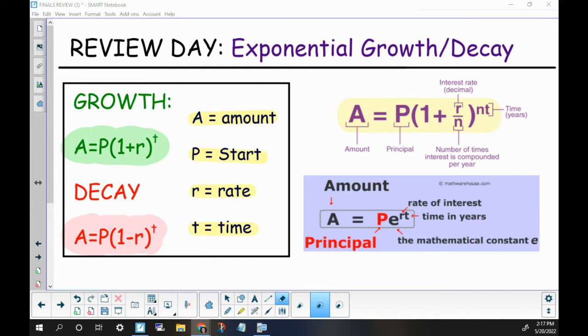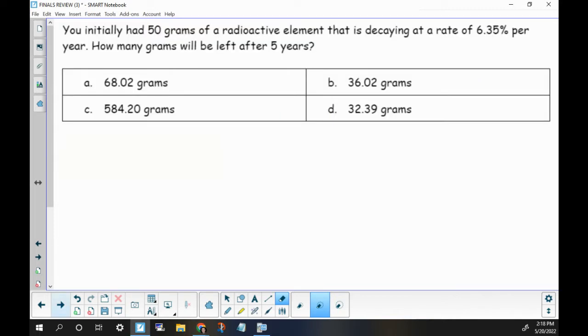Now, this continuously compounding, we will go over, and I will walk you through it. All you need to do is remember they have the principal amount and you need your R and your T, the same as growth and decay. So let's jump right in, and you're going to have some room at the top of your paper to write this stuff down.